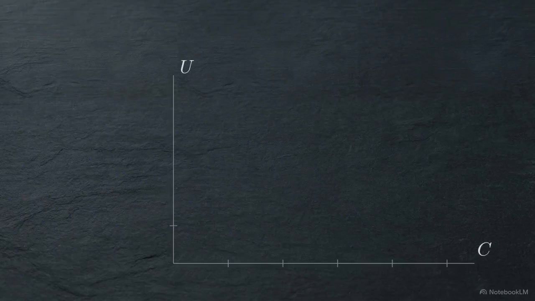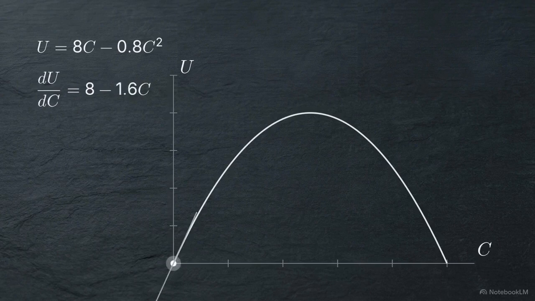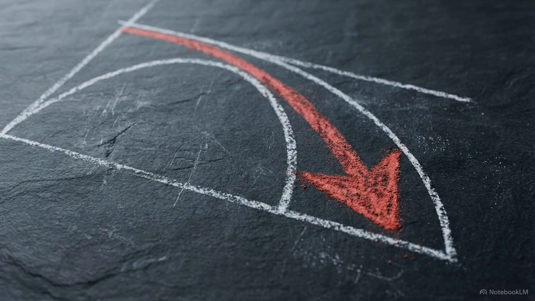Solving this collapsed two-dimensional function requires returning to single-variable calculus. We take the first derivative of the collapsed utility function, yielding 8 minus 1.6C, and set it equal to 0 to locate the peak. Solving this simple linear equation reveals the optimal amount of clothing, C equals 5. We verify this is a true maximum using the second-order derivative. The result is negative 1.6, confirming a downward curve at the peak.